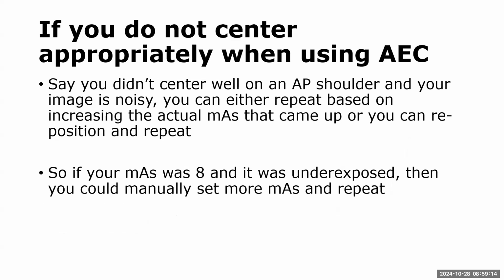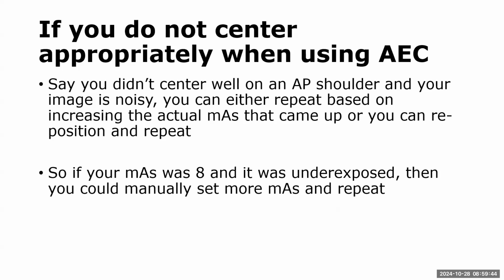So let's see here. What is this saying? Let's say you didn't center well on an AP shoulder and your image is noisy. So there's 2 things you can do. Let's say you just did not center the shoulder over the photocell like you should have, okay? And so it sent a signal to cut off too quick, so it's underexposed. There's a couple of ways you can fix that. You can either repeat it based on increasing the actual mass that came up, or you can reposition and repeat.